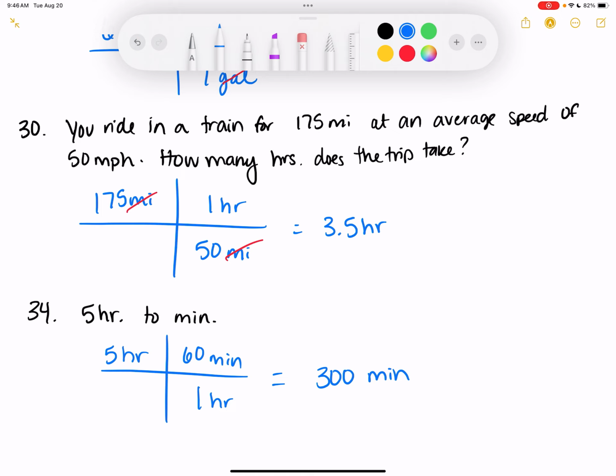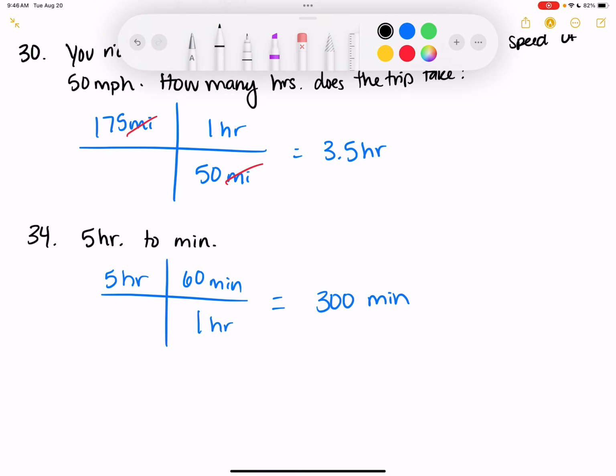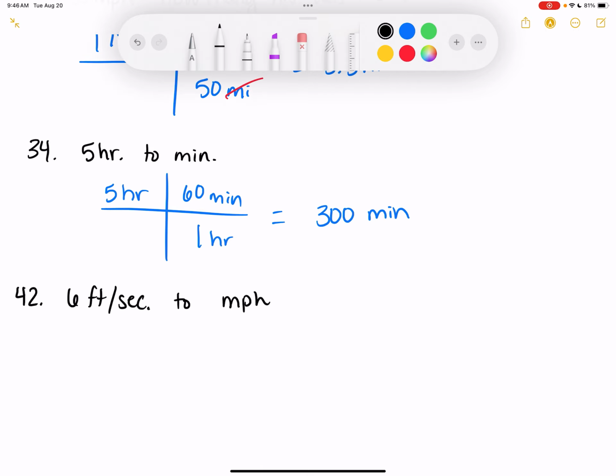Alright, last one. Convert the rate into the given units. So number 42 tells us we have 6 feet per second, and they want us to convert that to miles per hour. So what do I need to do for that?